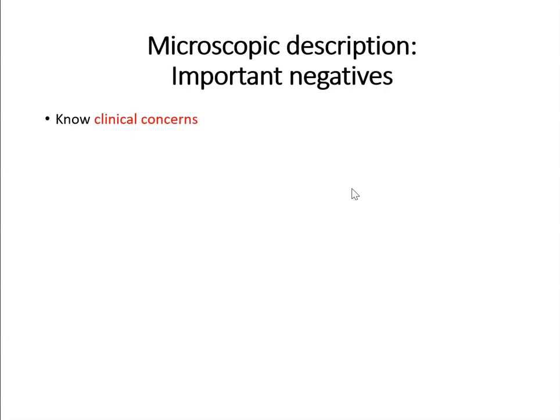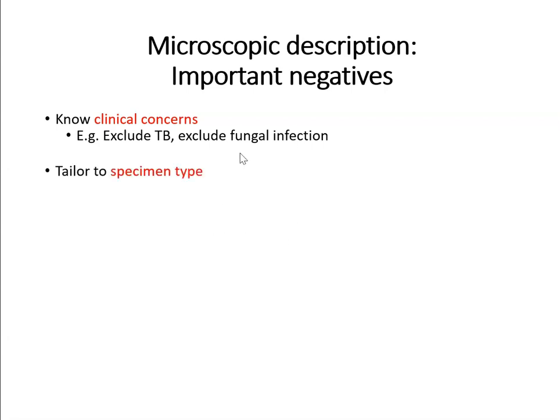And coming to important negatives, again, this stems from knowing the clinical concerns, for example, to exclude TB or to exclude a fungal infection. If this is particularly highlighted by the clinicians, we have to mention it, even if we don't see evidence of this. So it is important to also tailor this to specimen type.